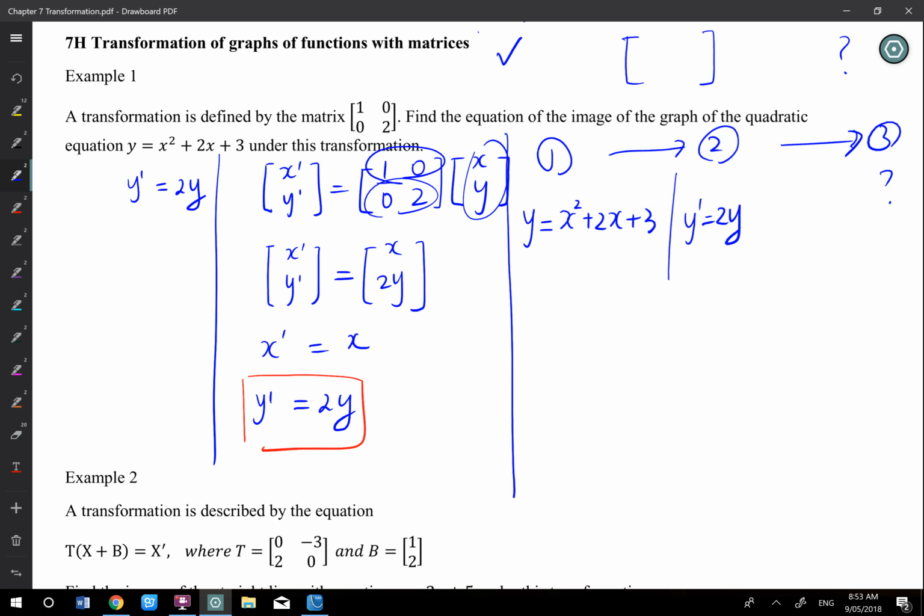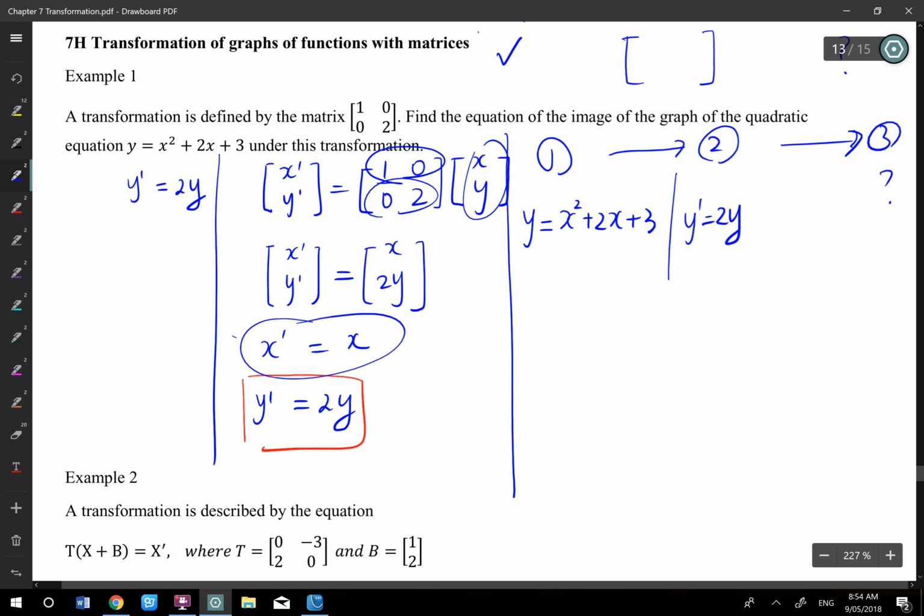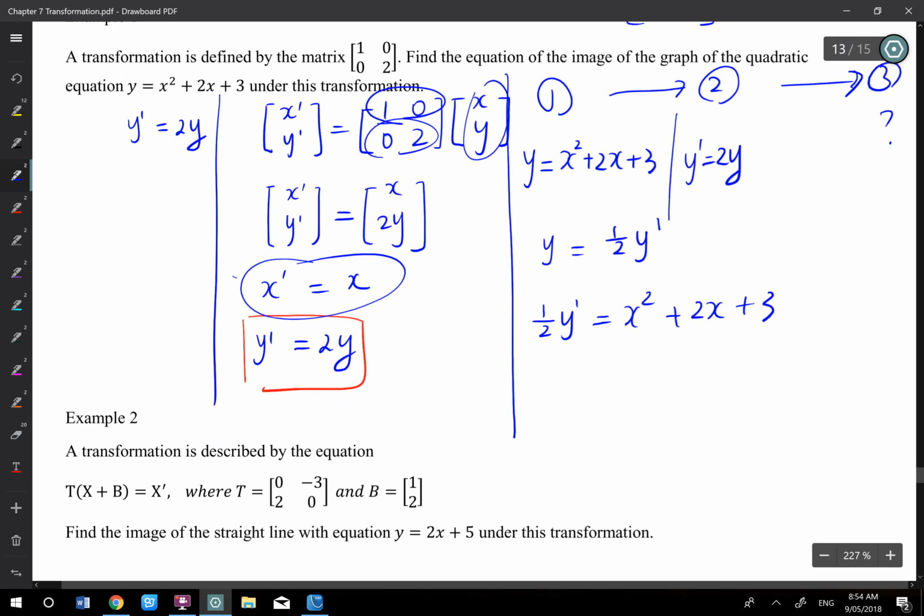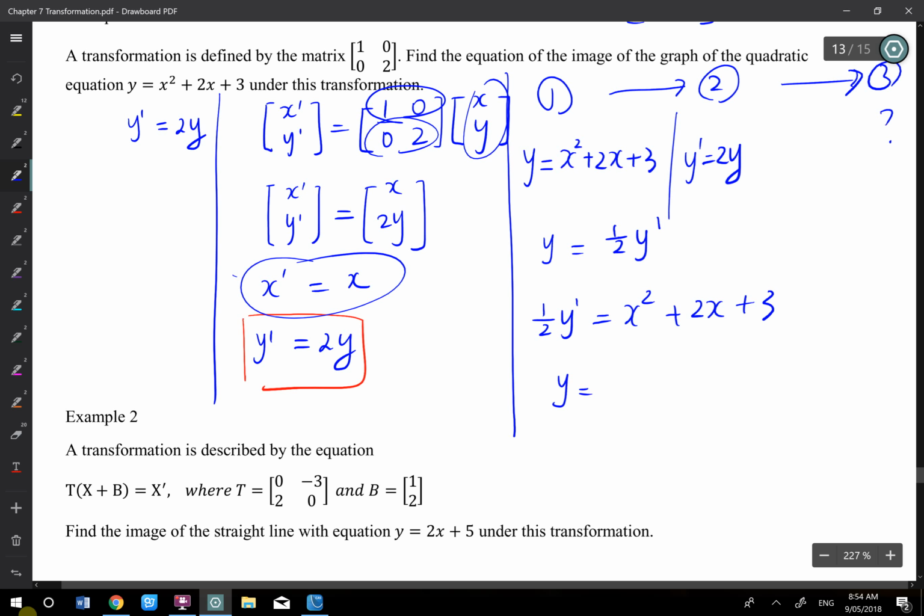Can I substitute now? No. Okay, what do I need to do? Make x and y. I don't need to worry about x, nothing changed for x, but I will make y equals a half y dash, because I have y, I need to replace y by a half y dash. So a half y dash equals, well, it should be x dash squared plus 2x dash. I'm too lazy to write that because there's no change for x. Then I can have y equals 2x squared plus 4x plus 6.